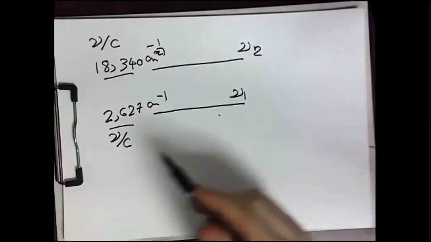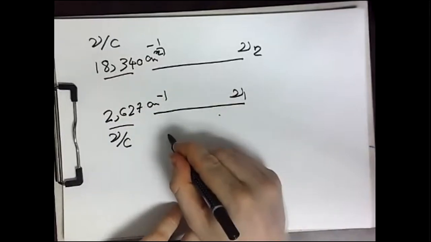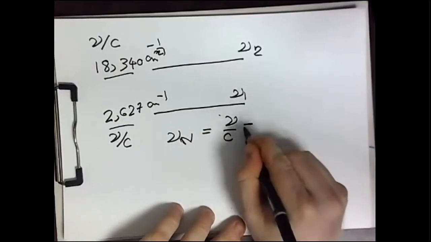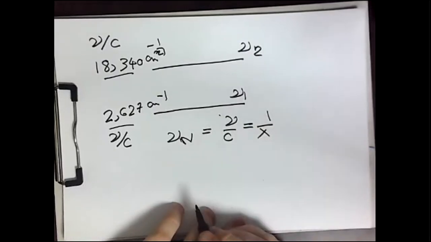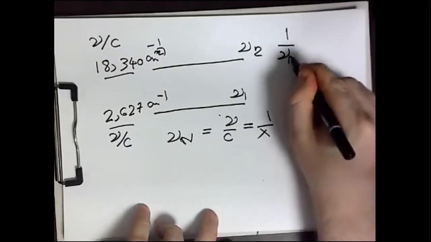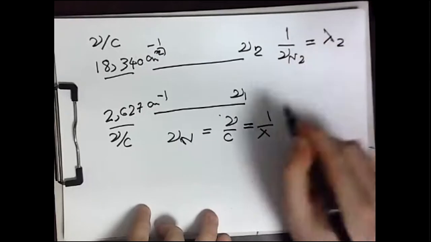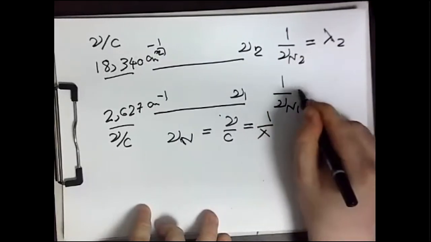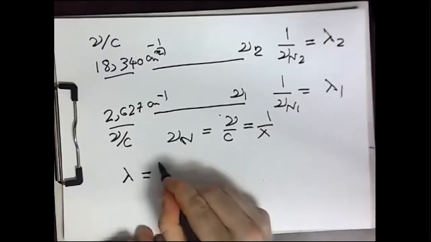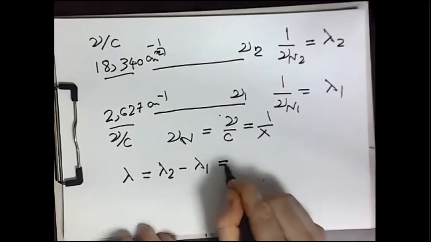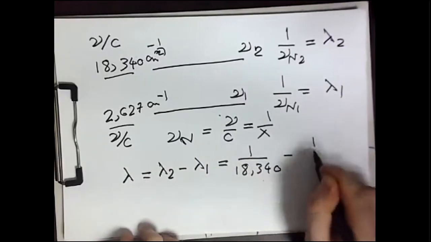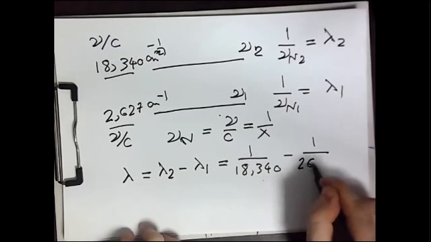So if you think for a while, you will find that mu n, or the normalized frequency, which equals mu over c, is simply equal to 1 over lambda, because lambda equals c over mu. So 1 over mu n2 will give you lambda 2, and 1 over mu n1 will give you lambda 1. And lambda 2 minus lambda 1, which is what you are searching for, which is delta lambda, is simply 1 over 18340 minus 1 over 2627.